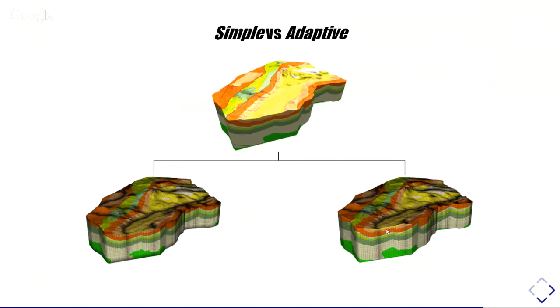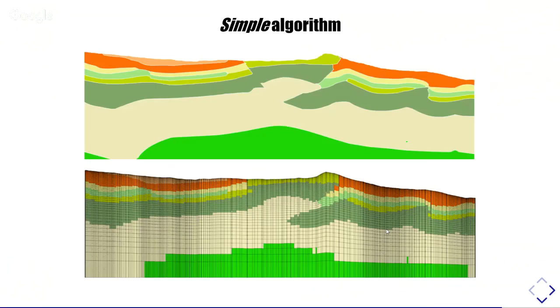And we can see the result of the algorithm better here. This is the simple algorithm. As you can see, there are more layers at the top if you want to do that, but the domain is discretized very squarely.